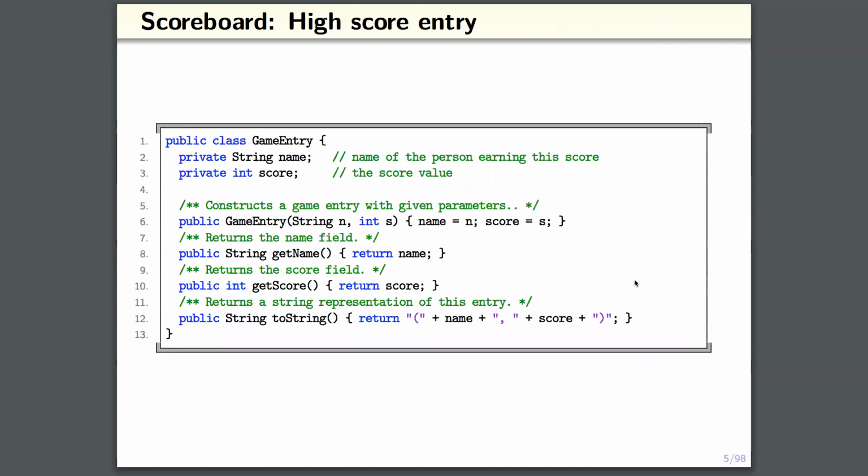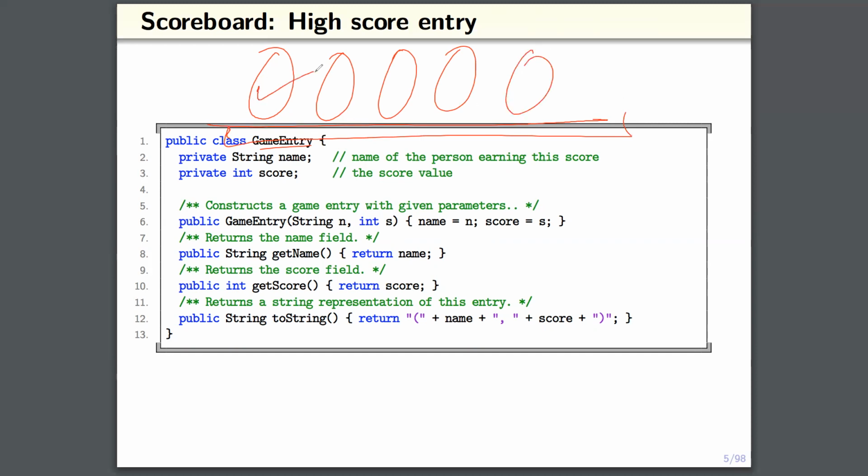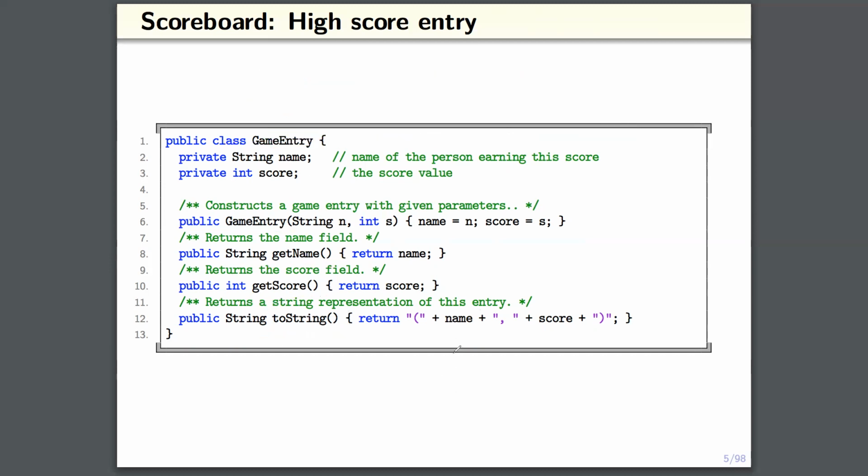So here we have the public class GameEntry for each entry. There are multiple entries that make the scoreboard, but we are talking about one entry now, GameEntry. You have a name, you have a score, and you have a constructor, getName, getScore, toString. We don't need to worry about the details. That's the high level idea. Okay, easy. Next.